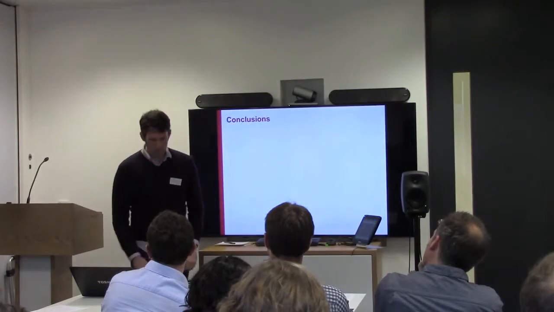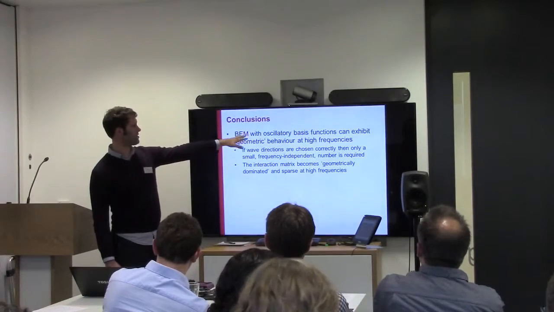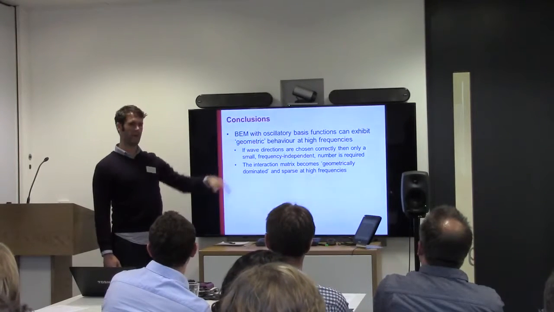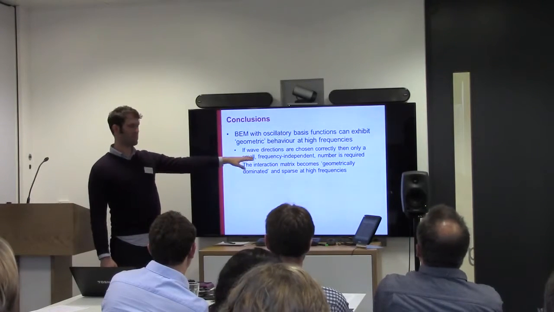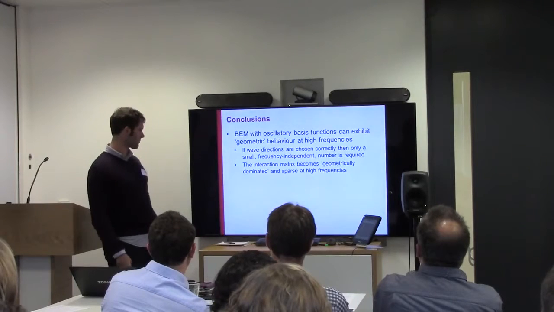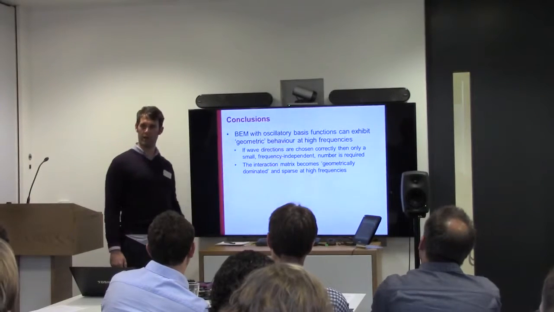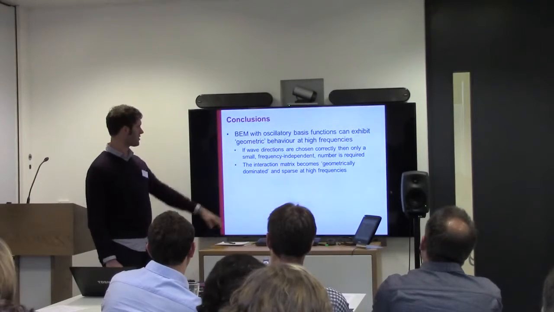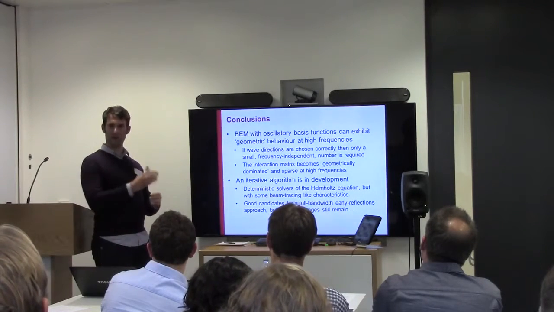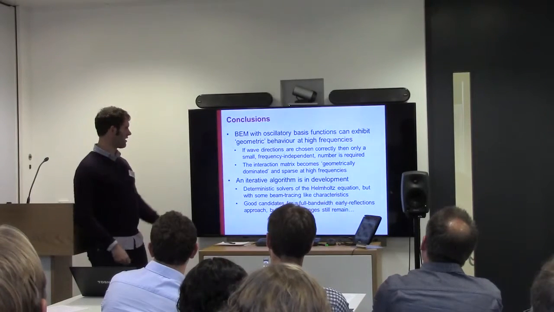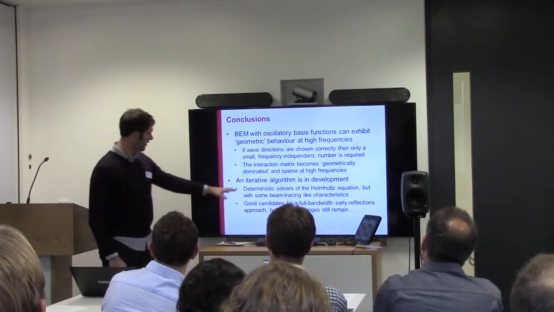So, just to conclude, I've shown, hopefully you've seen as well, that the BEM with oscillatory basis function can exhibit oscillatory behaviour at high frequencies. And also, if you choose these wave directions correctly, then only a small frequency independent number is required. You then find the interaction matrix becomes geometrically dominated and sparse at high frequencies, which is really interesting, because that's typically been the major bottleneck in BEM. And I'm working on an iterative algorithm that actually finds these sets of things as you go along, because noticing that it's sparse is all well and good, but you need to predict where the sparsity is. So that's what this is really trying to do.